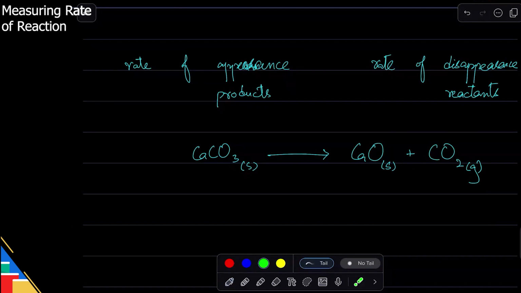Because it's carbon. Carbon is black. And carbon dioxide smoke is white. No, I'm not talking about this one. I'm talking about this one, calcium carbonate.